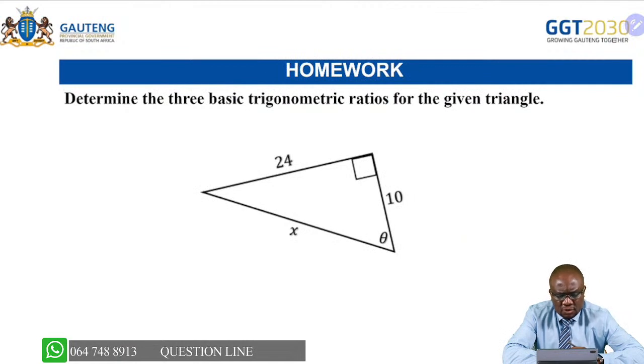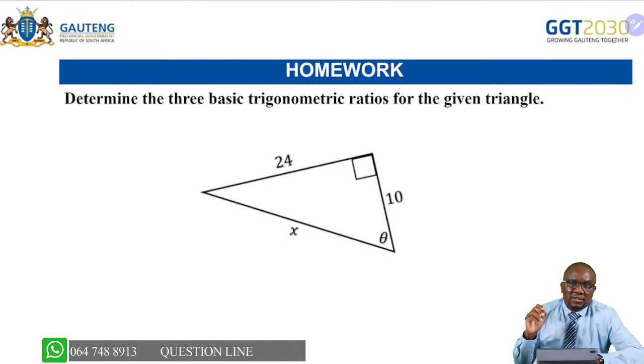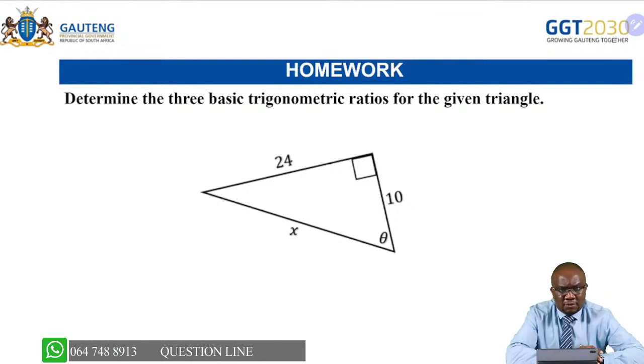For the homework, please let's have 1 minute to copy the diagram. Just copy the diagram, don't write. You know what I want from you? I want the sine theta, the cos theta, and the tan theta from it. The three trigonometric ratios, the three of them. Just 1 minute.